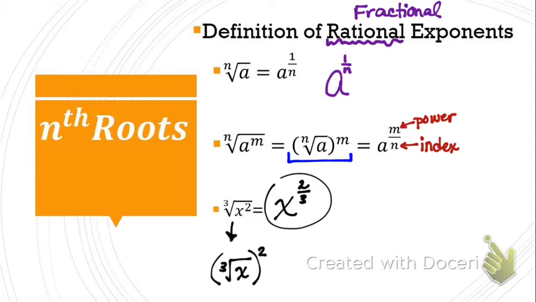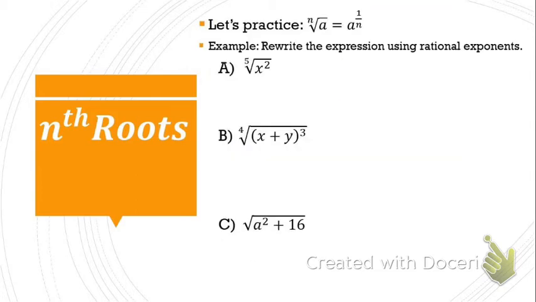All right, let's do some practice with these. We'll start off with some easy ones. How can I rewrite the 5th root of x squared using rational exponents? We'll start with, what's my base? X. What is my index? 5. Where does that belong in my rational exponent? Bottom. And then what would my numerator be? 2.